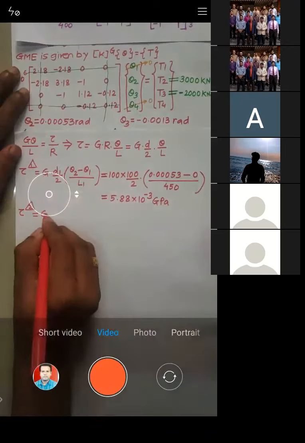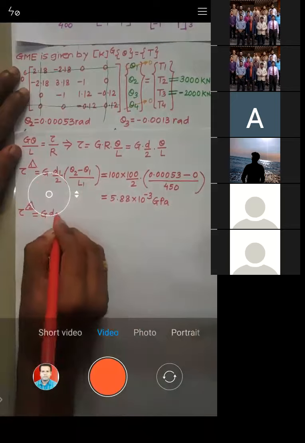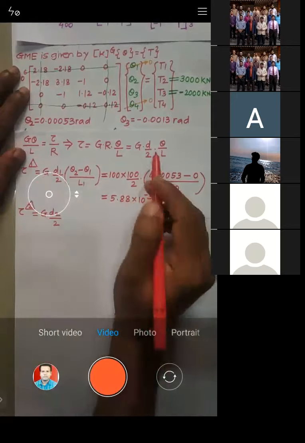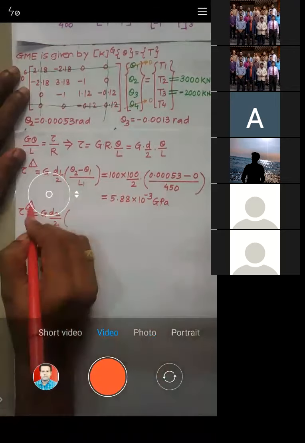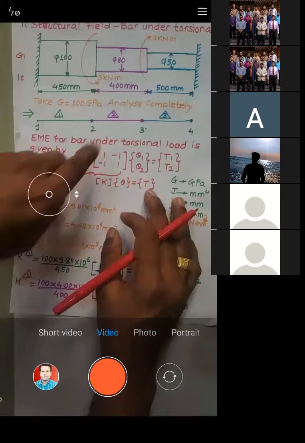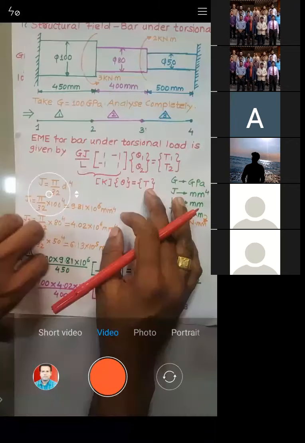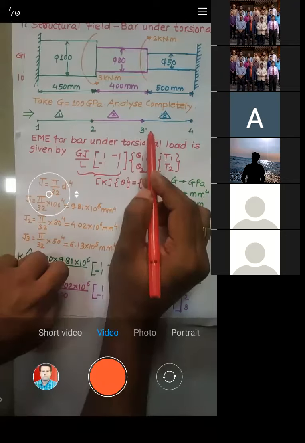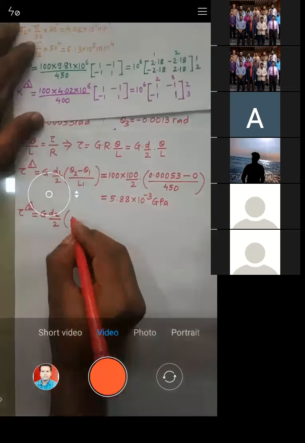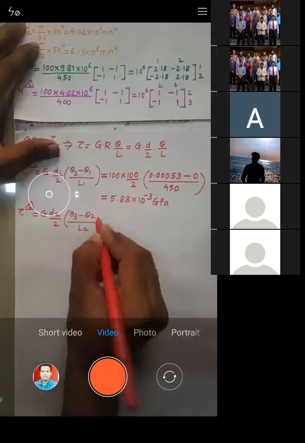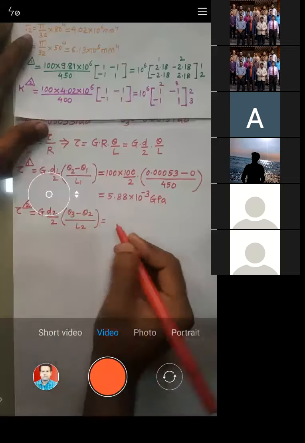Okay, so I'll write down this G, then its diameter is D2 by 2. Now we need to write down. Element number 2 is between node 2 and 3. So this will have theta 2 displacement, this will have theta 3 displacement. So I will write this as theta 3 minus theta 2 upon its length L2. Length of element number 2 is L2, right?